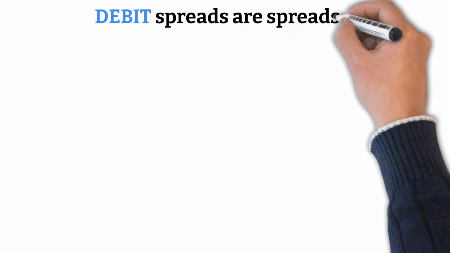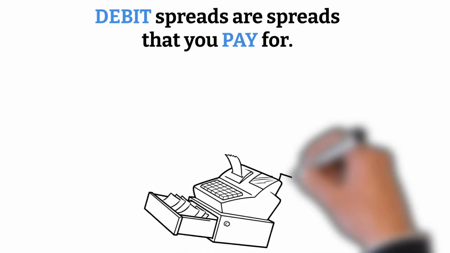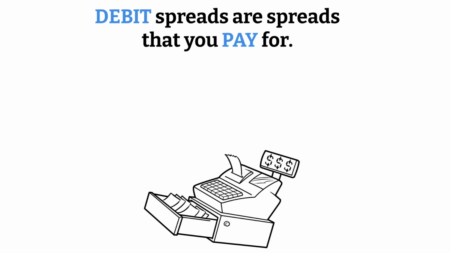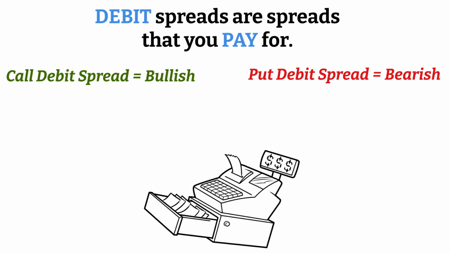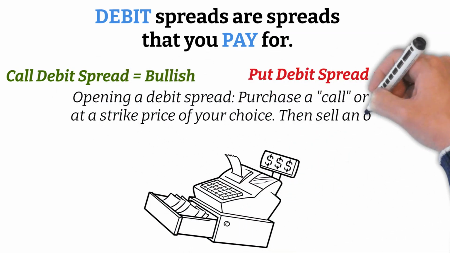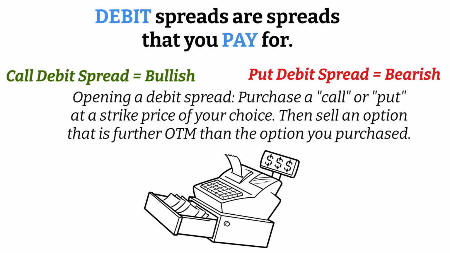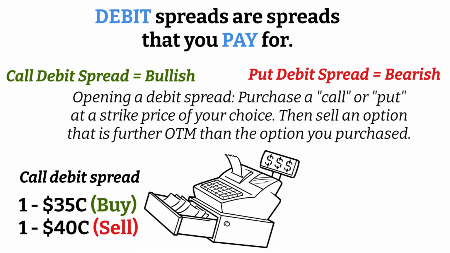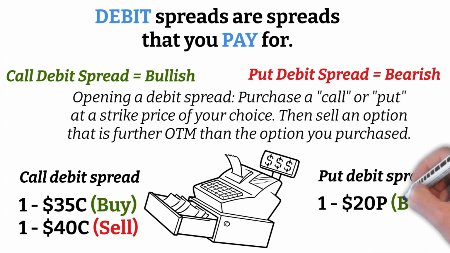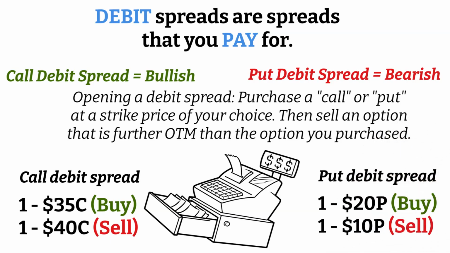Anytime you buy a spread, meaning you paid for it rather than received a credit, that is a debit spread. Call debit spreads are bullish and put debit spreads are bearish. To open a debit spread, whether it's a call or put spread, you would first start by choosing a strike price for the option you want to purchase, and then sell an option that is further out the money than the option you buy. For example, with a call debit spread, you could buy one call with a $35 strike and then sell a call with a $40 strike. Or for a put debit spread, you could buy the $20 strike and sell the $10 strike.